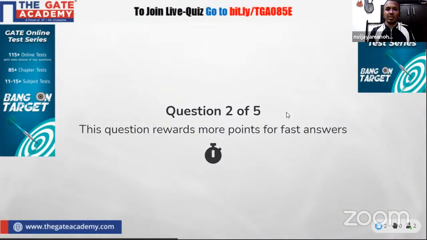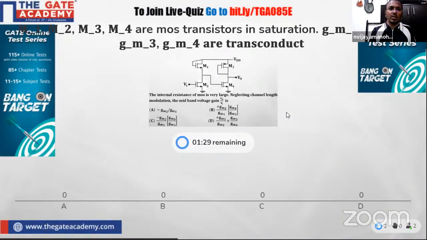Here comes the second question. M1, M2, M3, M4 are MOS transistors in saturation region. GM1, GM2, GM3, GM4 are their transconductances respectively. The internal resistance of MOS is very large. Neglecting the channel length modulation, the mid-band voltage gain V0 by Vi is dash. What is the value of the mid-band voltage gain?